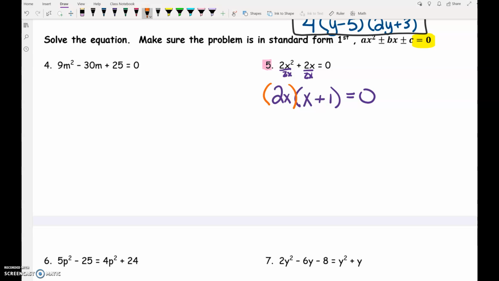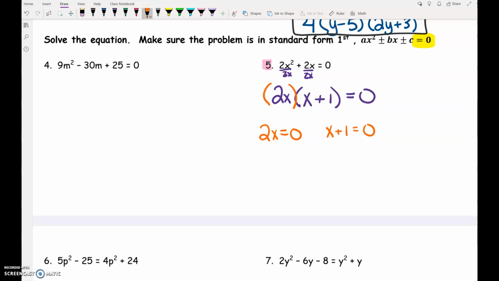So the theory here is that 2x has to equal 0, or x plus 1 has to equal 0. There are two solutions to this. There's one solution where 2x equals 0. There's another solution where x plus 1 equals 0.